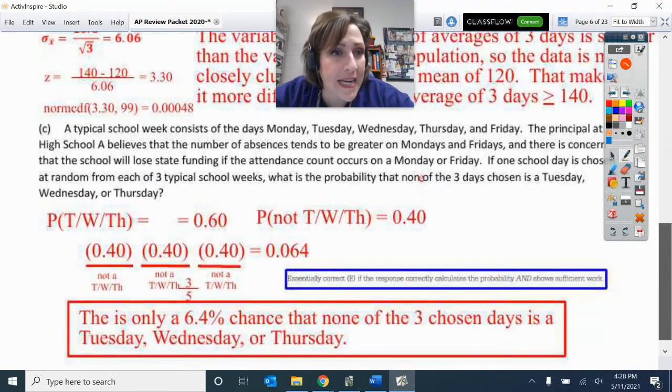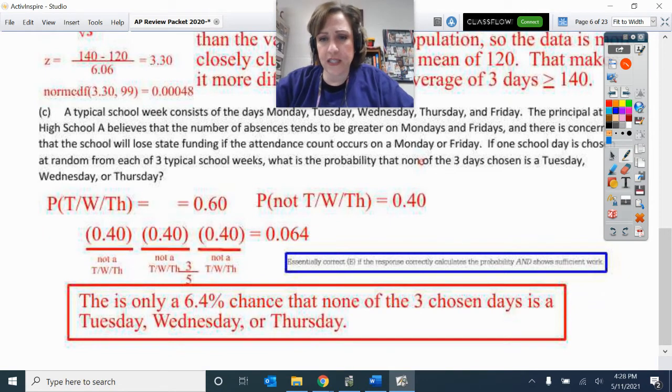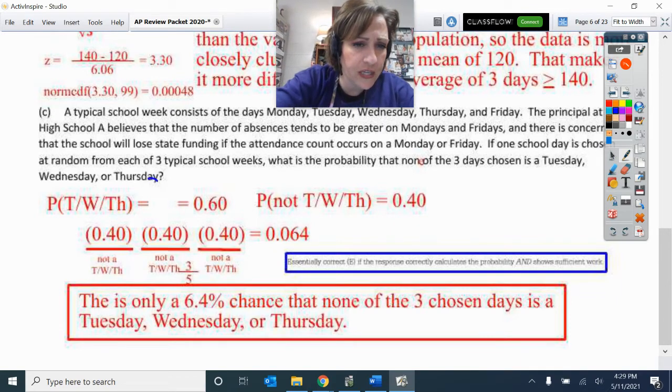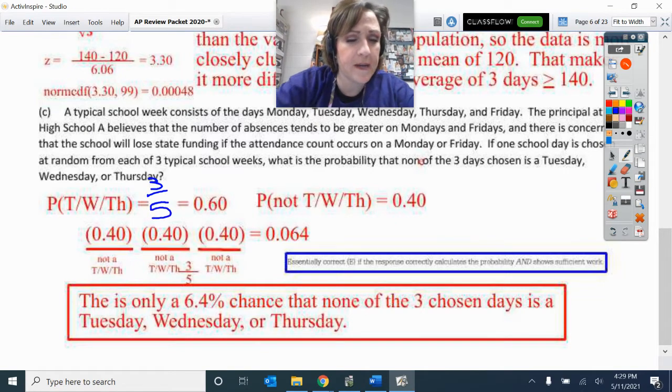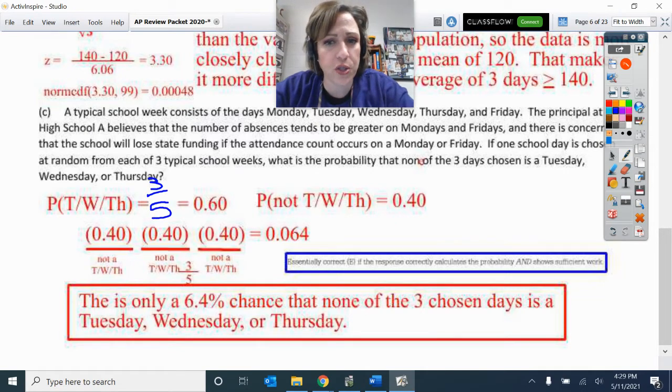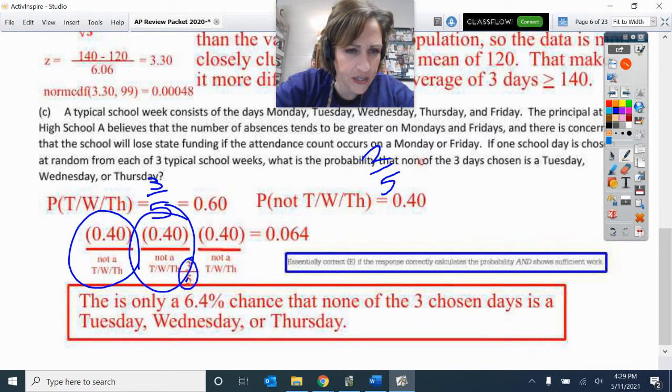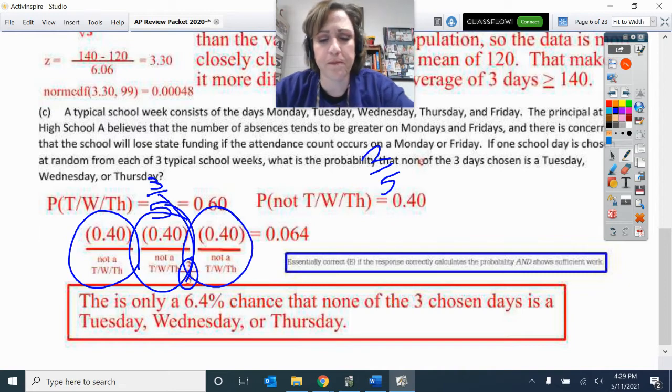Lots of stuff there. Now, this one was a situation where we asked, what's the probability that none of the 3 days chosen is a Tuesday? So of the week, is it Tuesday, Wednesday, or Thursday? 3/5, I forgot to put that in there. So 3/5 of the week is Tuesday, Wednesday, Thursday. So 2/5 of the week is 40%, so Monday or Friday. Oh, there it went. It looks like that right there got moved. And this is a Monday or Friday. And so that's why it's 0.064.